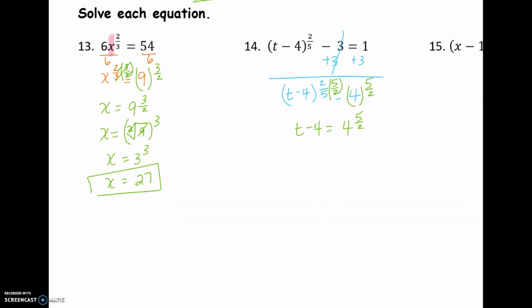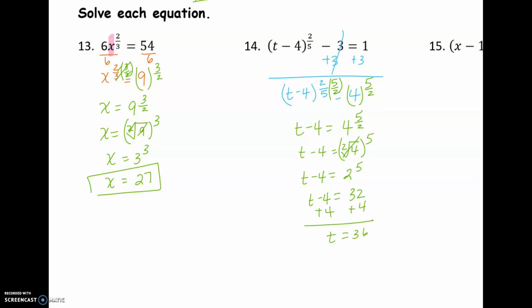Now I've got to do 4 to the 5/2 before I add this 4 with the t to the other side. So I get t minus 4 equals the square root of 4 to the 5th power. Square root of 4 is 2. Now I have t minus 4 equals 2 to the 5th power. 2 to the 5th power is 2 times 2 times 2 times 2 times 2, which is 32. I'm going to add 4, and I get t equals 36.